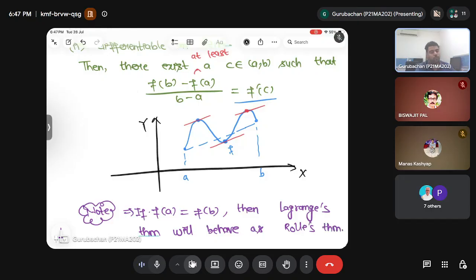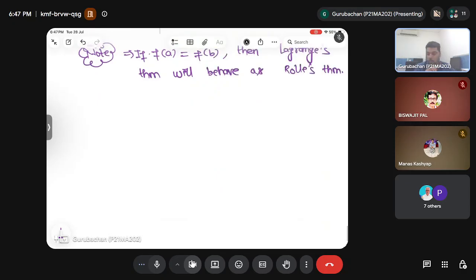This I just told for the understanding, nothing more than that. Now let us discuss one question regarding this Lagrange mean value theorem, how we can apply that.